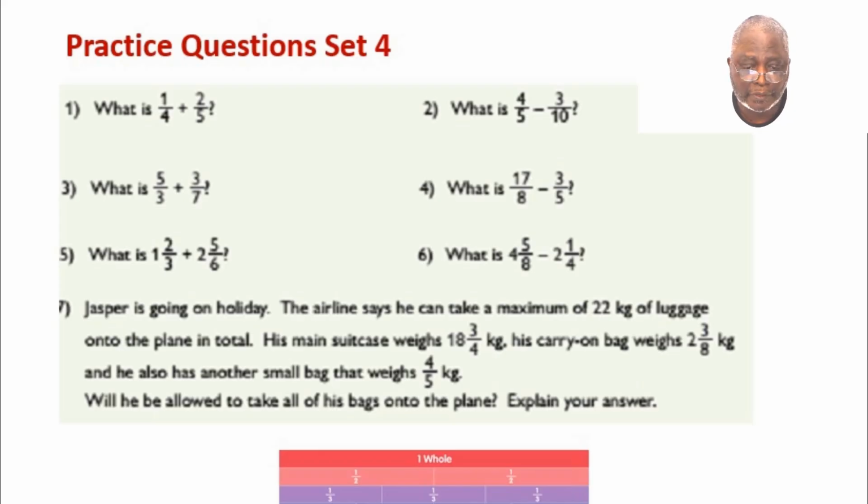And then for question 7, Jasper is going on holiday. The airline says he can take a maximum of 22 kilograms of luggage. His main suitcase weighs 18 3/4 kilograms and his carry-on bag weighs 2 3/8 kilograms, and he also has another small bag that weighs 4 fifths of a kilogram. Will you be able to take all of his bags onto the plane? Explain your answers. You know what to do for that one.